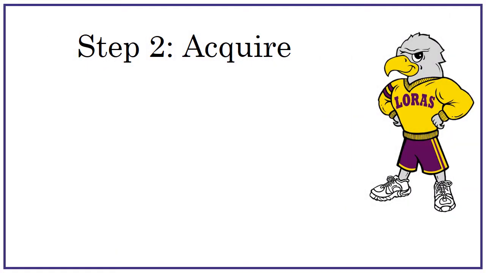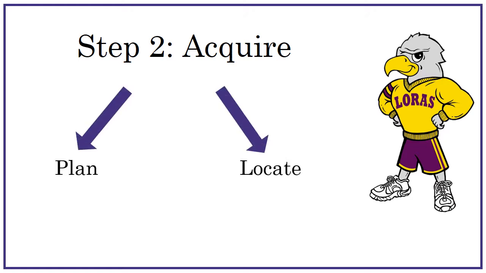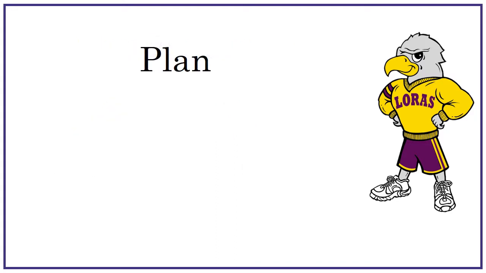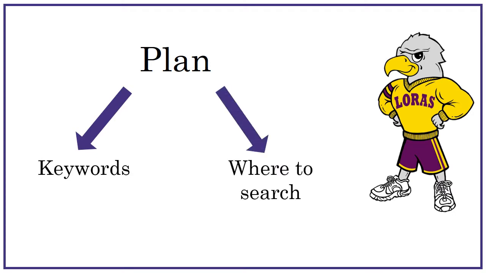Acquiring the information you need to answer your question is the most complex step in the process, but it can be broken down into two smaller steps: plan and locate. First, let's plan a search strategy. Your search strategy should include keywords to use for searching and a list of places to look for information.